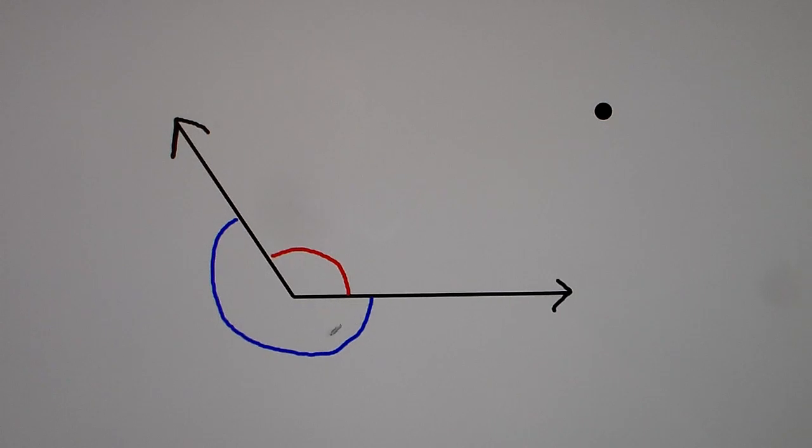The inside of the angle, in other words, what I have here, drawing in red, is called the interior of an angle. What I'm drawing here in blue is the exterior part of the angle. The interior of an angle is always less than 180 degrees. The exterior of an angle is always greater than 180 degrees.